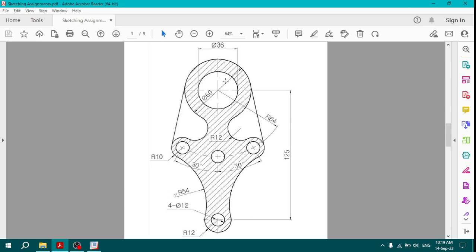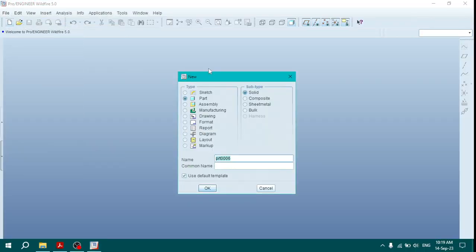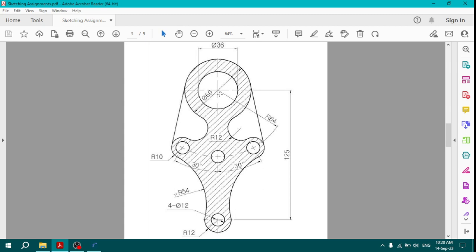Sketching assignment, problem number 3. So this is the sketch which we want to create. Let us start creating it. So we have a circle, in fact two circles of diameter 36 and 60.